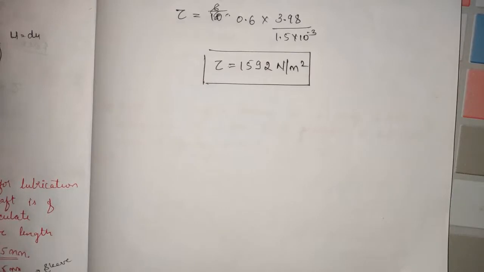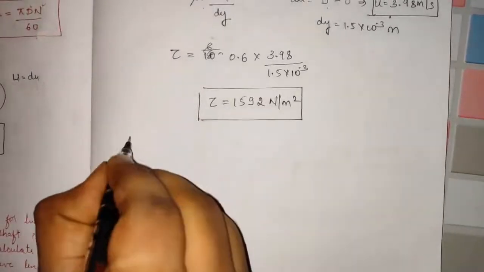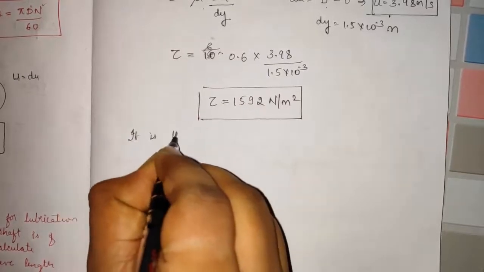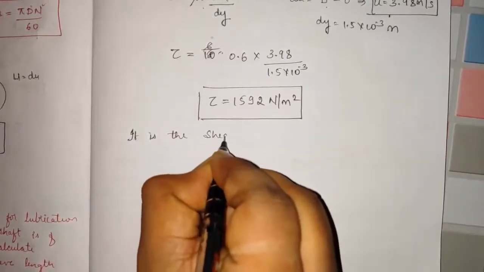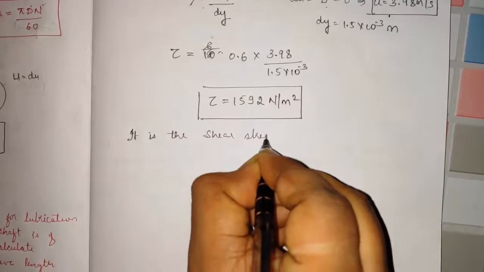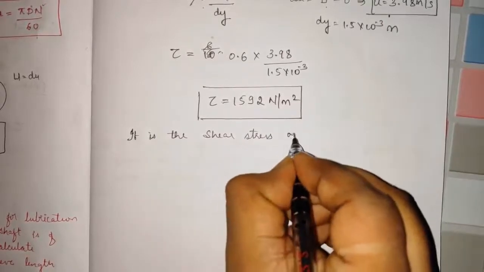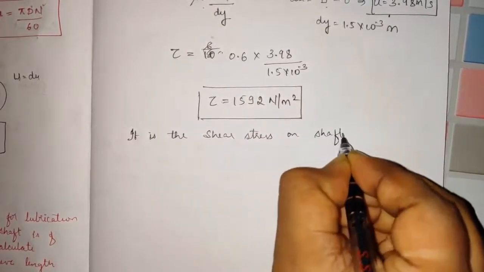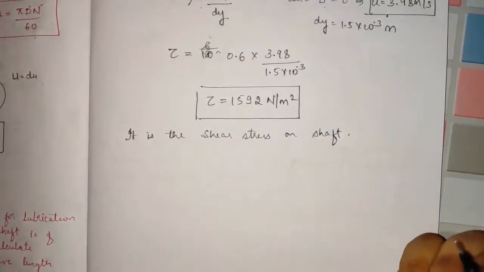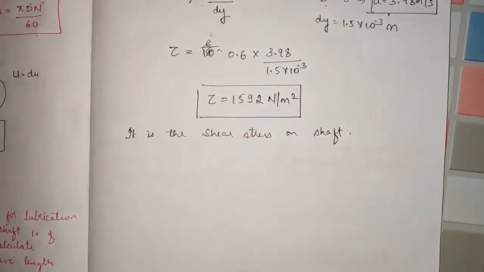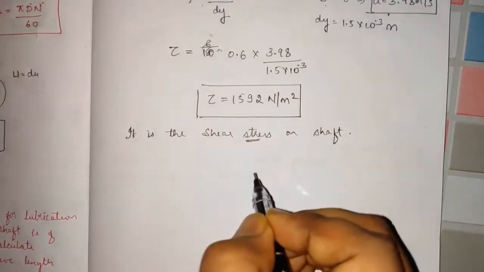So this is the shear stress. So tau, which we found, it is the shear stress on the shaft. Now what we need to find? We need to find the shear force on the shaft. Stress is different, force by area.